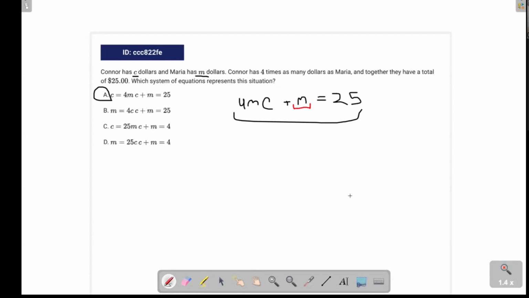Wouldn't it just be 4M plus M equals 25? I think this is just more a mistake on how they printed this because, yeah, I agree. It should be 4M plus M equals 25. But I think what it's saying here is that the C is going to correspond to this 4M. I think that's what they want you to do. It is written weird.